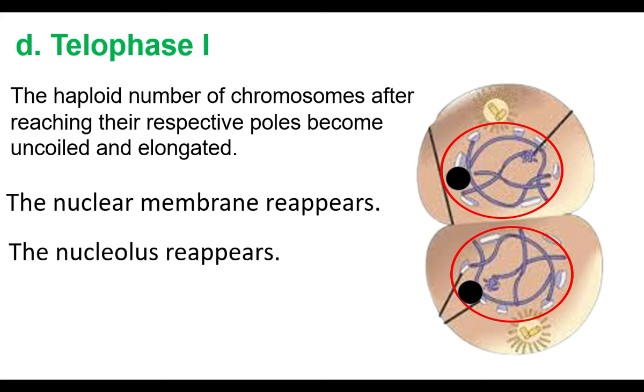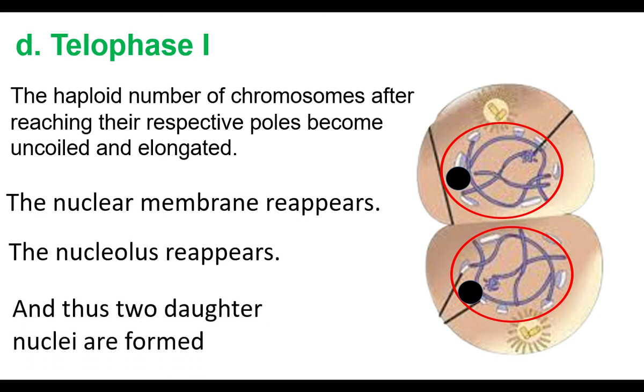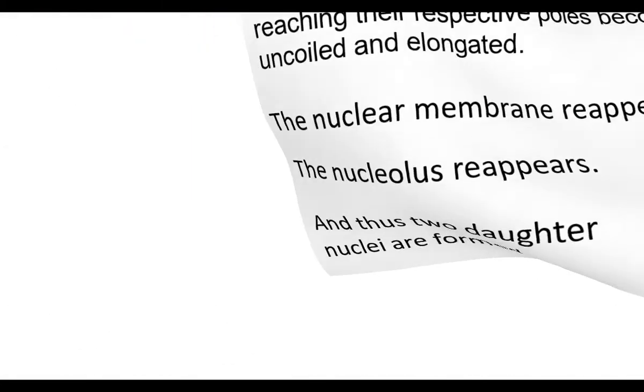After the division of the nucleus, the cytoplasm divides into two. As a result of this, two daughter cells are formed at the end of meiosis I. These two daughter cells will enter into meiosis II. Meiosis II is similar to mitosis.